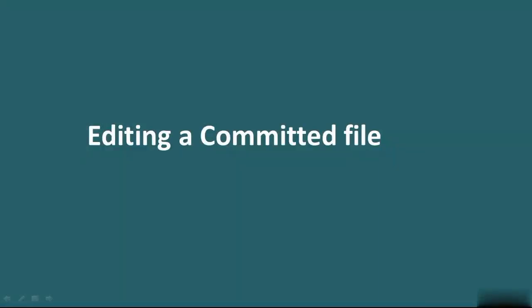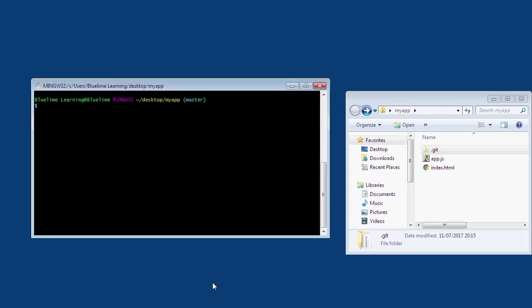Hello and welcome to this lecture. In this lecture, I'm going to walk you through how you can edit a file that has been committed and how you can commit it again. So I'm just going to type in git status on the git bash to see the status. The staging area should be empty. It tells us on the branch there's nothing to commit.